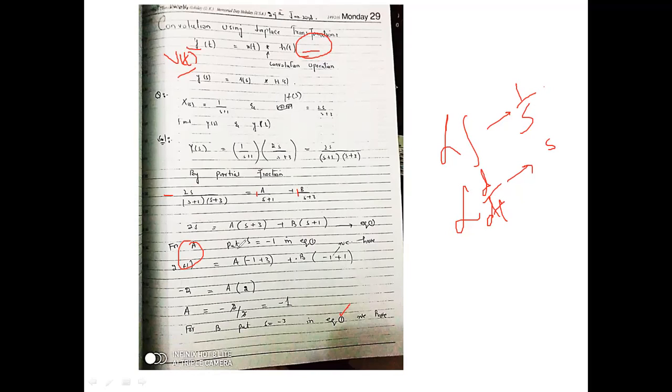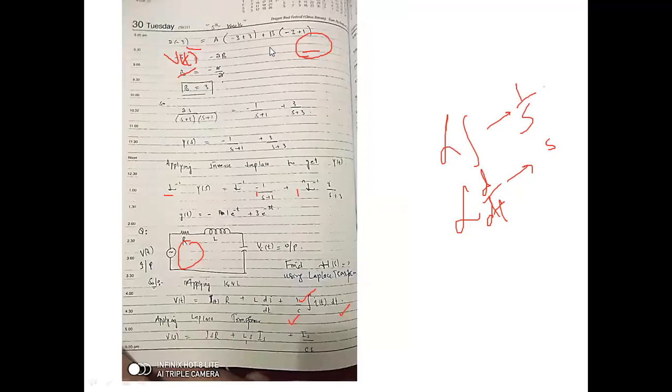In order to find a, put s is equal to minus 1 in equation number 1. So we will get a is equal to minus 1. Now in order to find b, we have to put s is equal to minus 3 in equation number 1. So you will get b is equal to 3. Putting the a and b values, you will get y of s is equal to minus 1 over s plus 1 plus 3 over s plus 3. Now it is ready to apply the inverse Laplace transformation on each of these terms. So you will get minus e raised to the power minus t plus 3 e raised to the power minus 3t.